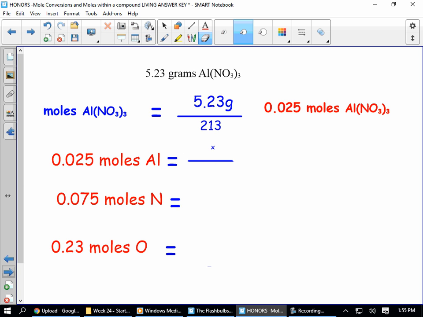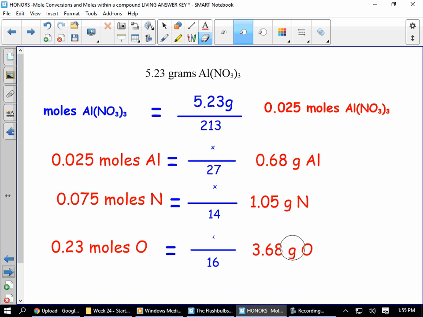Moles equal mass over formula weight, which happens to be 27 for aluminum. 27 times 0.025 gives me 0.68 grams of aluminum. X over the formula weight, 14 for nitrogen, so 14 times 0.075 gives me 1.05 grams of nitrogen. And then X over 16, 16 times 0.23 gives me 0.368 grams of oxygen.